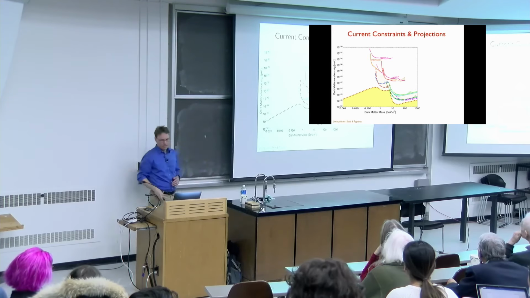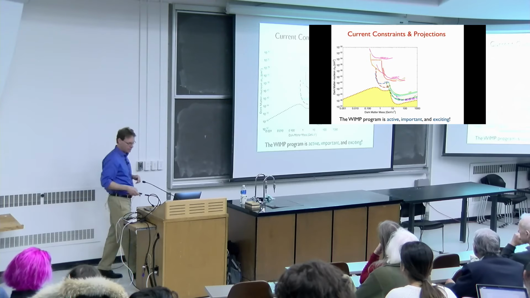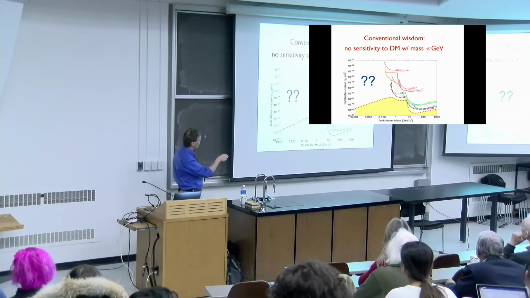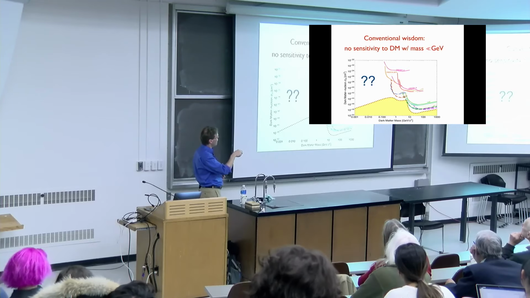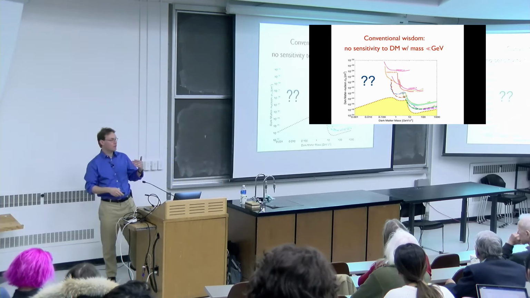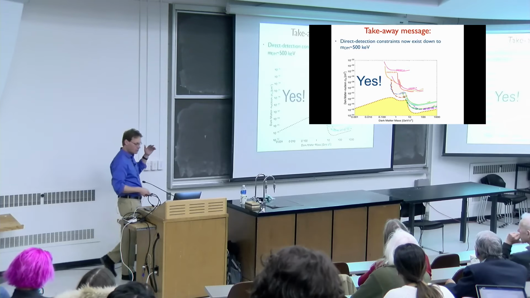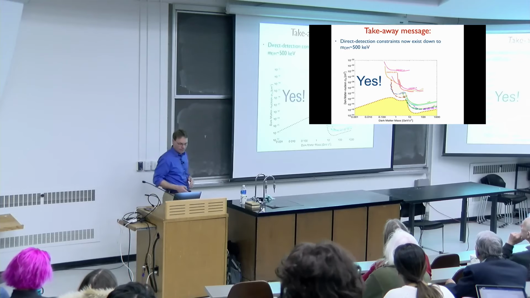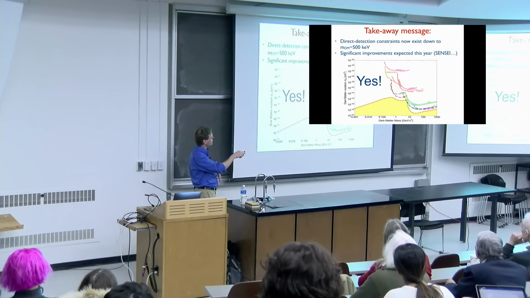And what you notice, first of all, is that there are a lot of other constraints placed inside this bound here. But what you see is that the WIMP program is active, it's important, it's exciting, it's great, okay? And they might find dark matter. But the question that I want to ask is, what about this low mass region here? The conventional wisdom is that there's no sensitivity to dark matter with mass well below a GeV. This is just really, really hard to probe. And the question is, can we find dark matter here in direct detection experiments? There are actually already direct detection constraints down to about 500 keV. And in particular, we also expect significant improvements from, for example, SENSEI and other similar experiments.